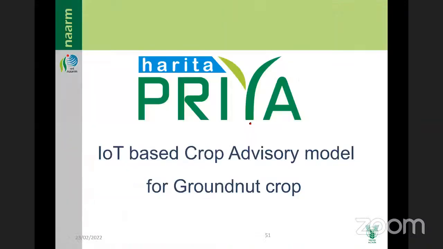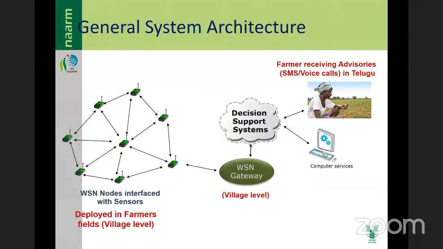Harita Priya is an IoT-based crop harvesting model for groundnut crop, because it was implemented in Andhra Pradesh. It was developed by CDAC Hyderabad. For the general system architecture, they made a WSN. What is WSN? Wireless sensor network. Because IoT, Internet of Things, works based on sensors. So IoT, voice, wireless sensor network. WSN means wireless sensor network.